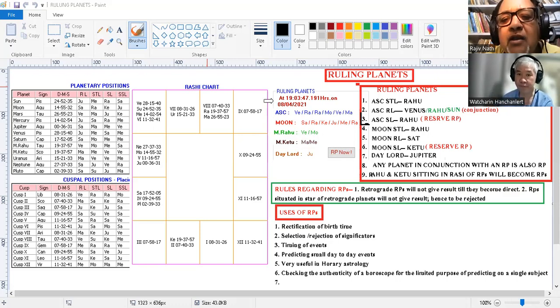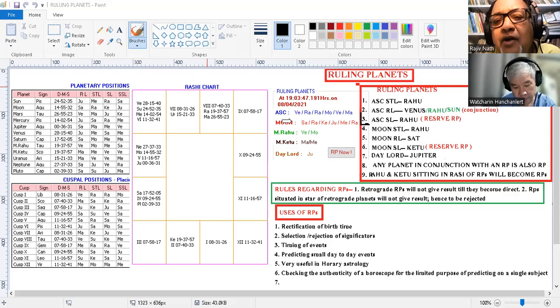Star lords, the ruling planets will be given for that particular moment. But they are given in this manner. First, ascendant Rashi lord is given. Ascendant Rashi lord is Venus. It's not written here, but you have to understand: Rashi lord, star lord, then sub lord. After that, sub lord you can ignore. Moon Rashi lord Saturn, moon star lord Rahu, moon sub lord Ketu. These are the ruling planets.